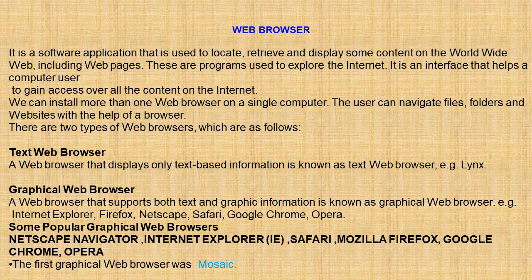There are two kinds of web browser. One is the text web browser, which supports only text, meaning it displays only text-based information. The second one is the graphical web browser, which supports both text and graphic information. That is the graphical web browser that we use in routine also: Internet Explorer, Firefox, Netscape Navigator, Safari, Google Chrome, Opera, etc. And the most important question arises: what was the first graphical web browser? That was Mosaic.